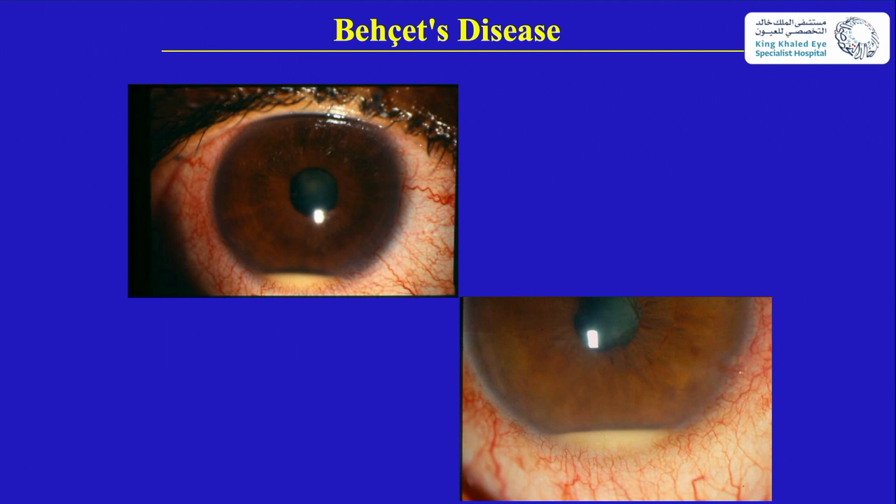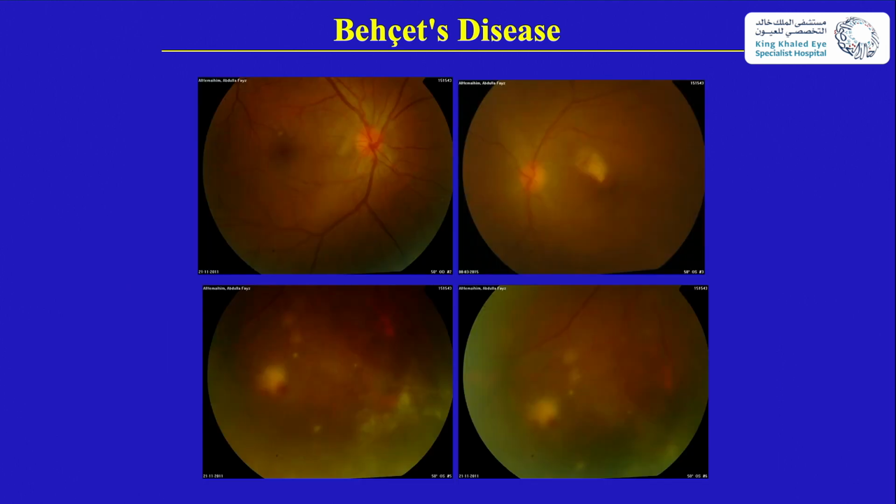Hypopyon, as I said. Now, whitish or chalky white infiltrates are very common. It can happen anywhere in the fundus, and it can affect the fovea. We have a good number of patients like this.